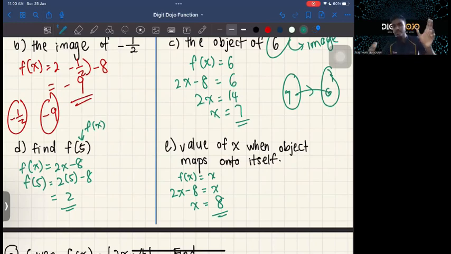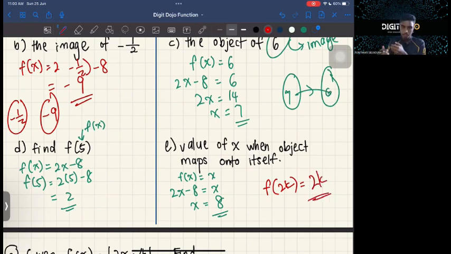What is the object? You put it again after the equal. I'm giving you some random example. Let's say the object is 2k. Okay, f(2k). So when they say object maps onto itself, this whole thing will be equal to 2k. What is inside the bracket, put it again after the equals. That's the trick.